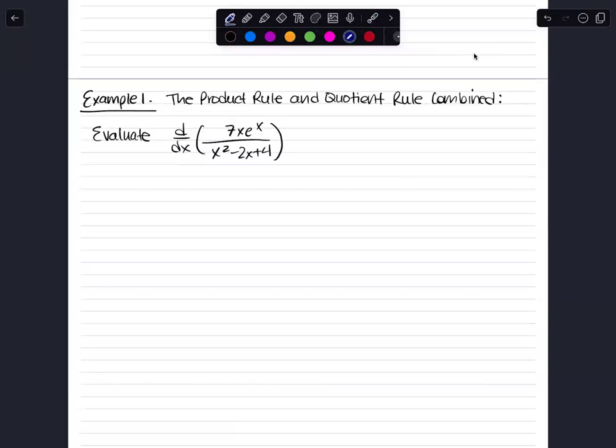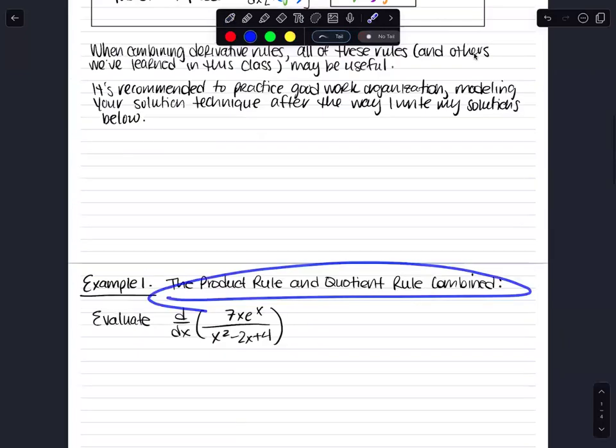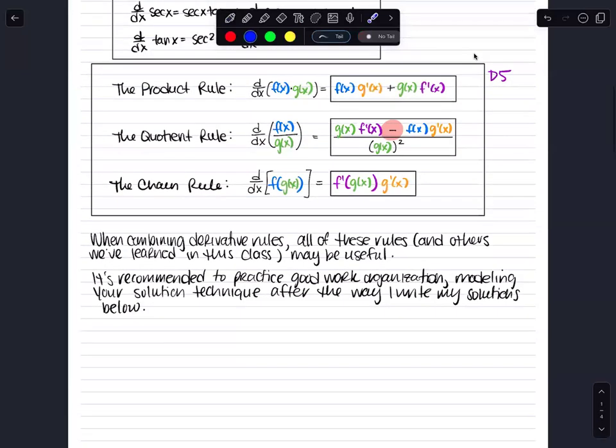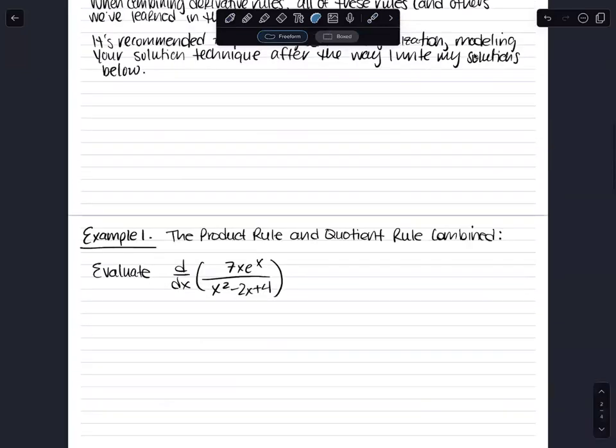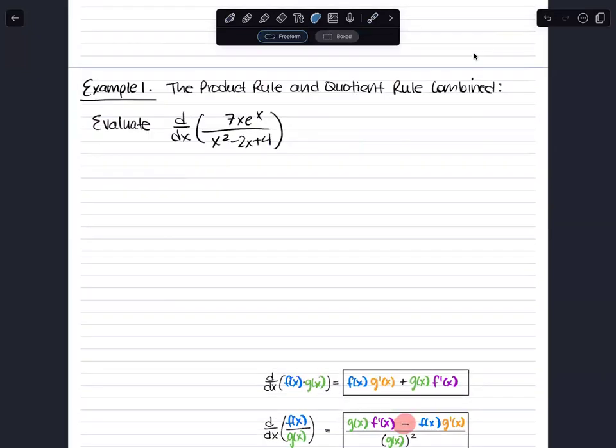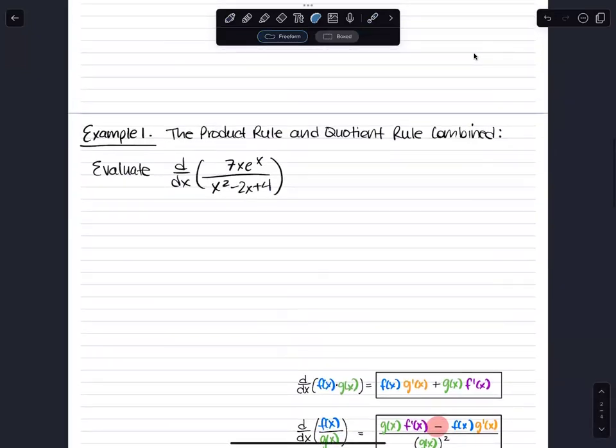All right, so we have the product and quotient rule combined. Now, since I'm telling you that, I'm going to go ahead and prepare myself to copy these rules because I know I'm going to need the product and the quotient rules. But the first step in these is figuring out which one you need first. And what I recommend that you do is really look at and size up the problem. Here we do have a quotient. We are going to need to apply a quotient rule first. Okay, we have the quotient of 2 functions, 7x times e to the x, and in the denominator, we have that polynomial, x squared minus 2x plus 4.